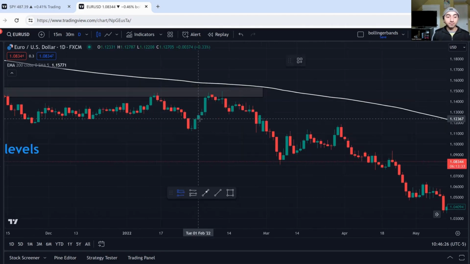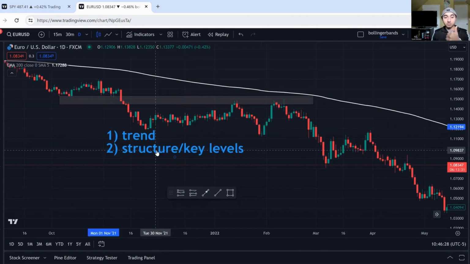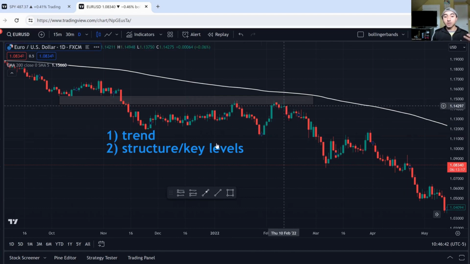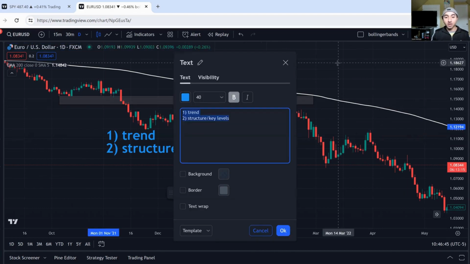So what do you have now? You have a trend that is in your favor. You have structure and key levels in your favor, right? Whether it's liquidity, whether it's supply and demand, whether it's support and resistance, either way, they are in your favor, right? You are back at a resistance level. What do you see? You see bearish momentum. You see a bearish engulfing candle, right? So we have a candlestick pattern in our favor as well.